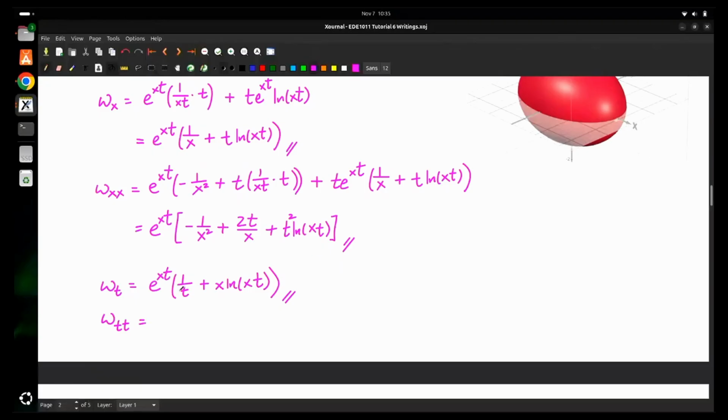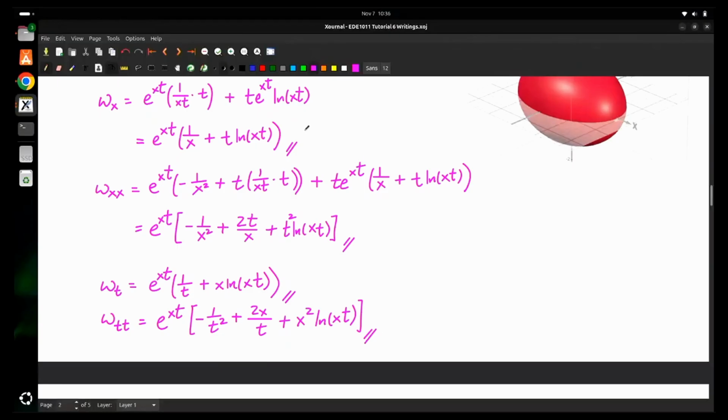Okay, so w sub tt is differentiating w sub t one more time. So therefore, it is going to be, once again, symmetrical to this. So I'll just write down directly, e to the xt, because this one is e to the xt. Then this is minus 1 over x squared, so it becomes minus 1 over t squared. Then plus, so this is 2t over x, right? So it becomes 2x over t. Then plus, then this is t squared, so it becomes x squared, then ln xt is ln xt. So you just make use of the symmetry here. Write down the answer. And finally, you have your w sub xt, your mixed partials.